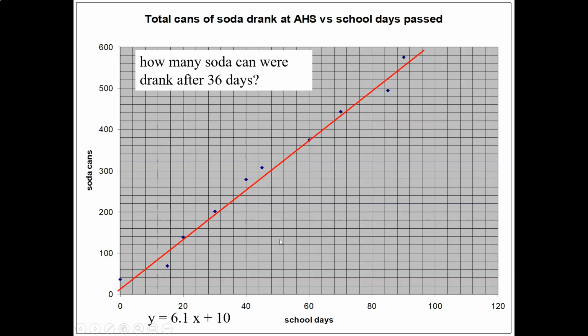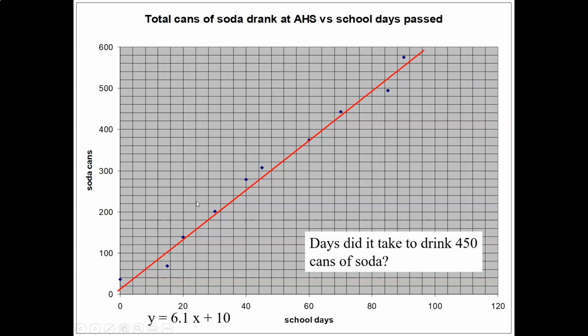So how many cans of soda were drank after 36 days? Let's see, 1, 2, 3, 4, 5. There's 5 blanks. This goes up by 20, which means each one of these must be worth 4. So 24, 28, 32, 36. So 36, so we're right about here. And these go up by 20, so it looks like about 230 cans is what we drank. So that's interpolating.